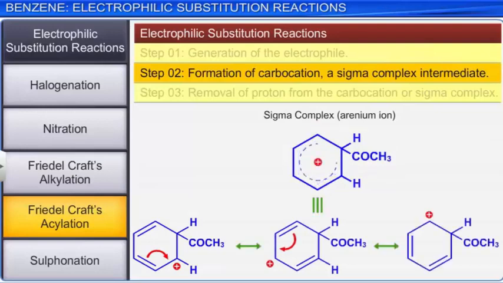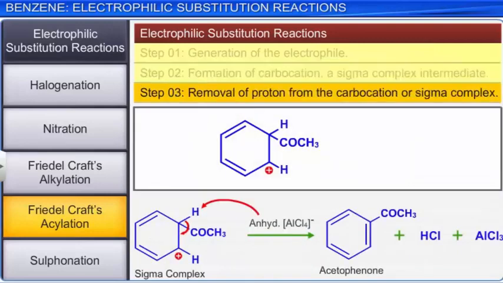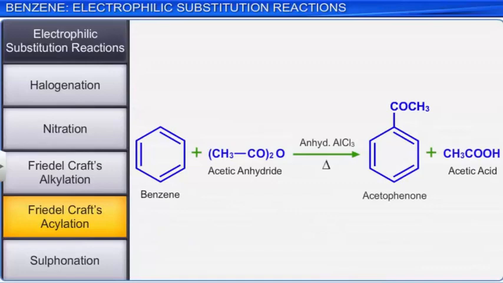In the last step, the proton is removed from the intermediate sigma complex in the presence of nucleophile AlCl4- ion. This results in the formation of acetophenone. Similarly, benzene reacts with acetic anhydride in the presence of anhydrous aluminium chloride and forms acetophenone and acetic acid.